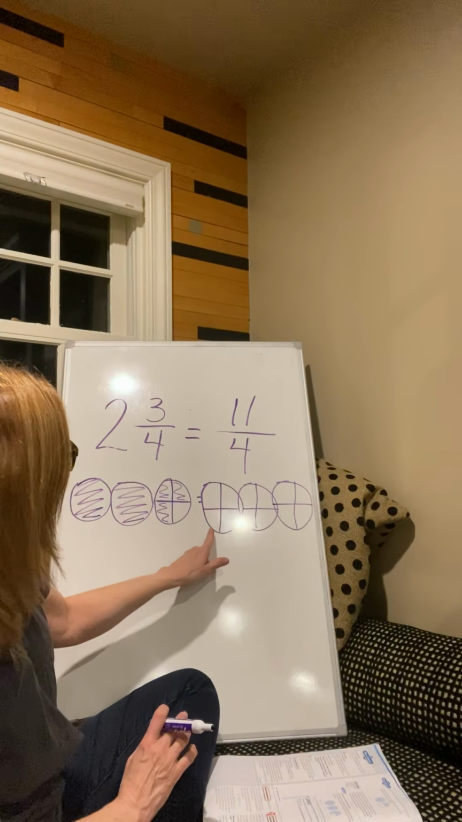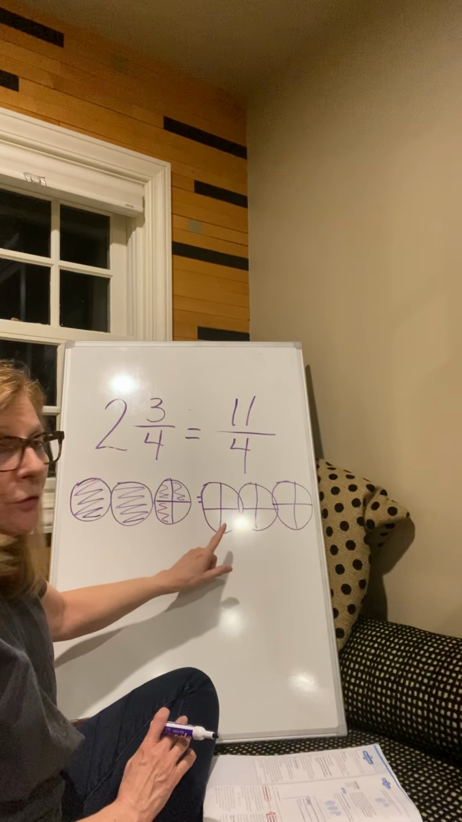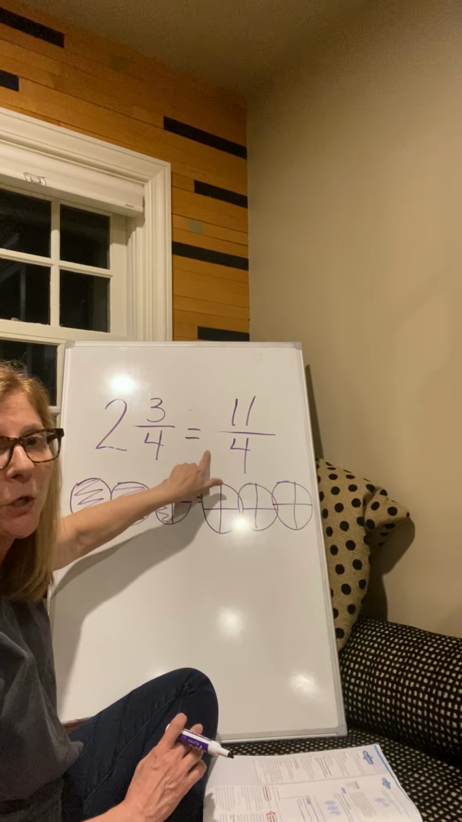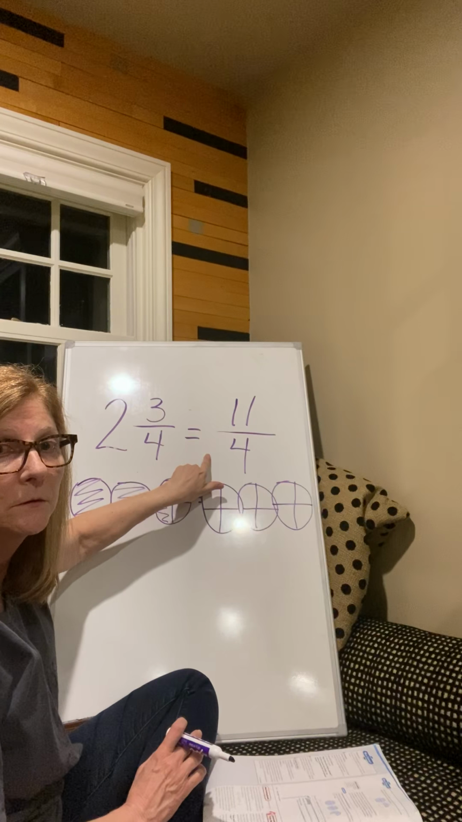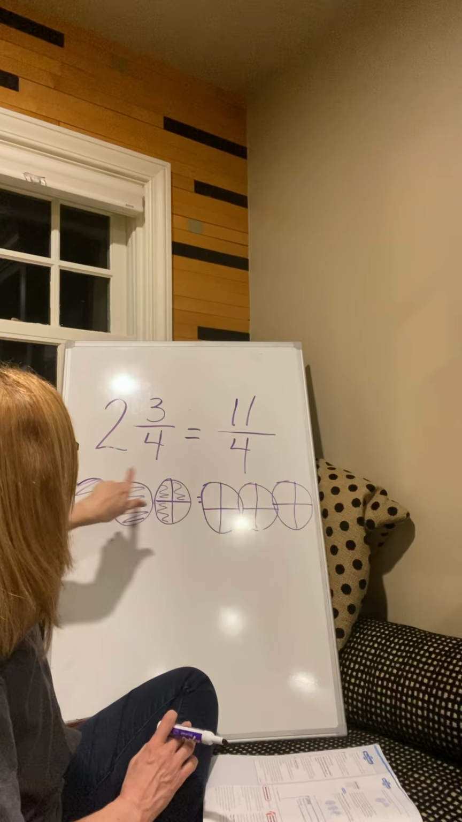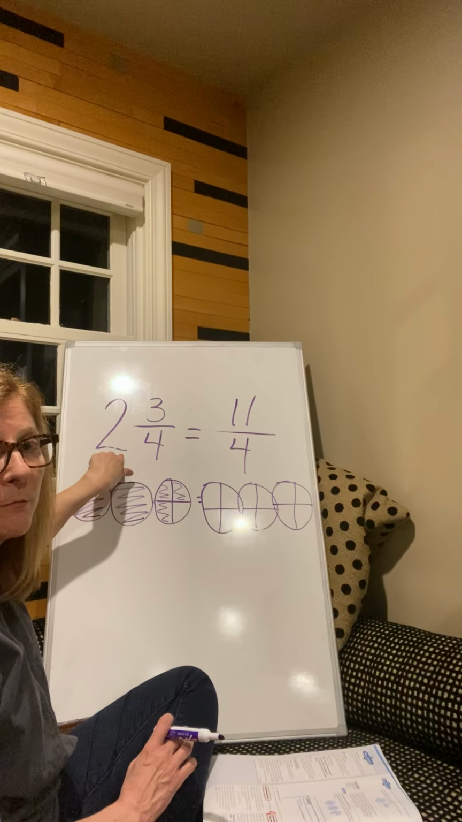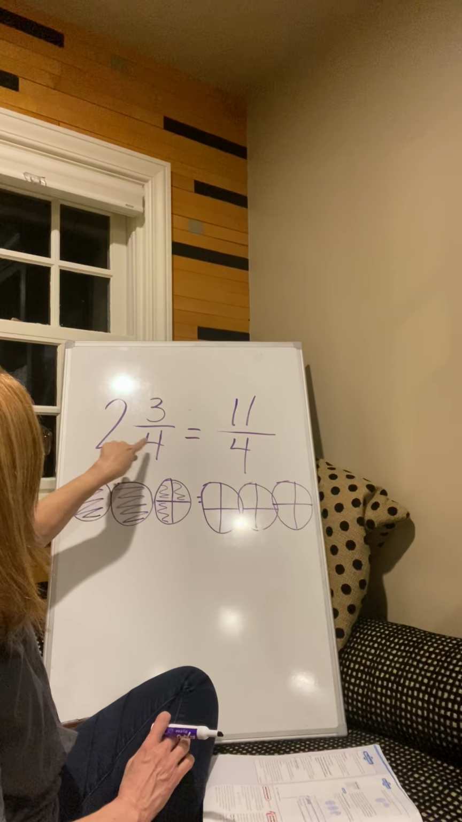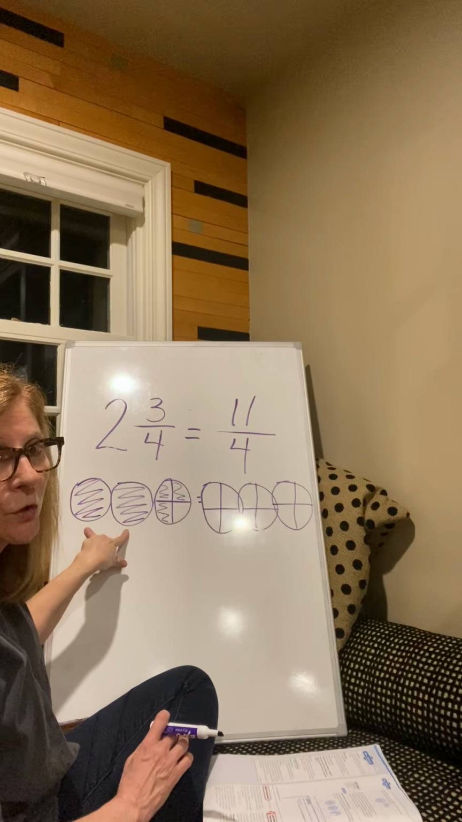Okay, I have my circles drawn. Now, you'll notice I didn't draw 2 whole circles because I don't have a whole number. So I don't have any whole circles. Look over here. I had a whole number in my mixed number. This is a mixed number. It has a whole and a fraction. So I had whole circles.